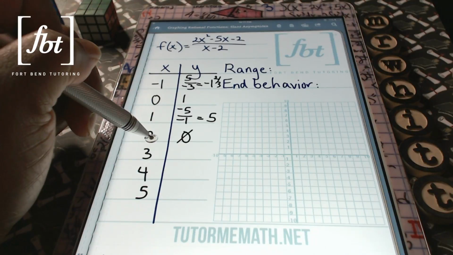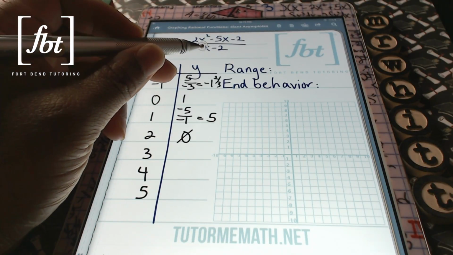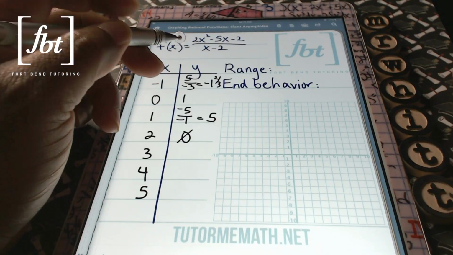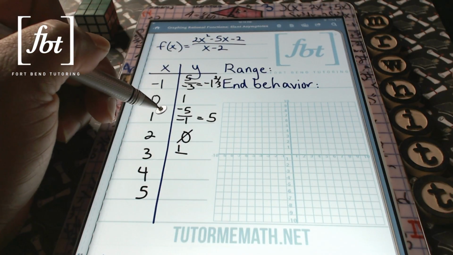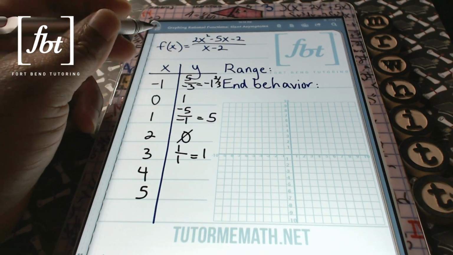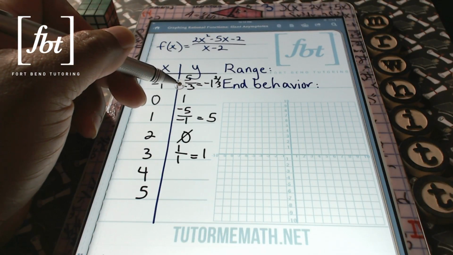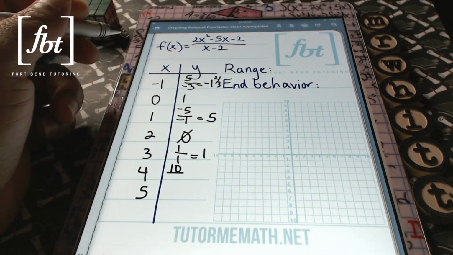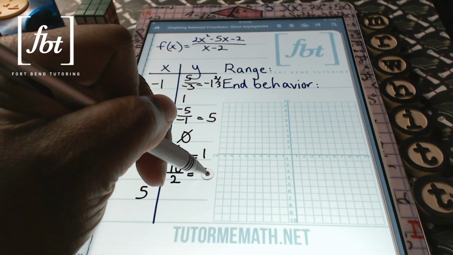Plugging in 3, you'll have 2 times 9 is 18. 18 minus 15 gives you 3, and then 3 minus 2 is 1. In the denominator, 3 minus 2 is 1. So therefore, this gives us 1. Plugging in 4, 2 times 16 is 32. 32 minus 20 is going to give us 12, and then 12 minus 2 is 10. And then in the denominator, 4 minus 2 is 2, so 10 divided by 2 is 5.